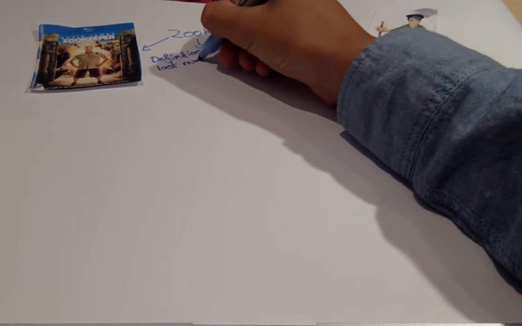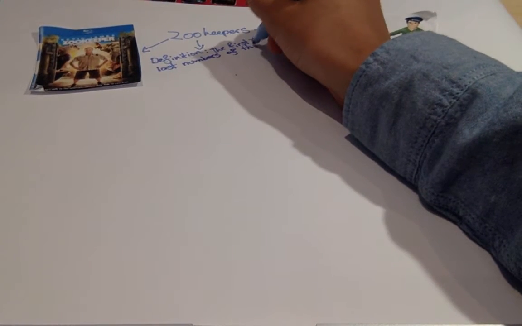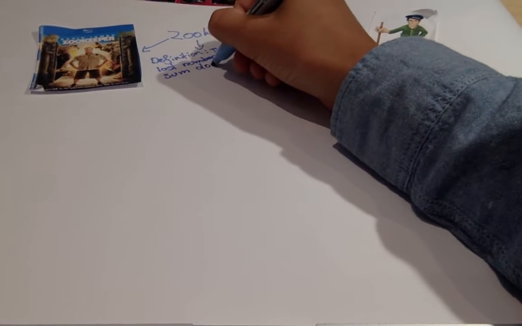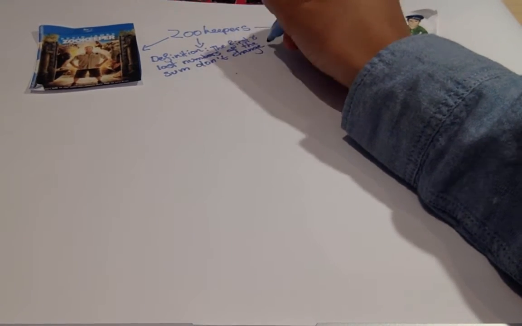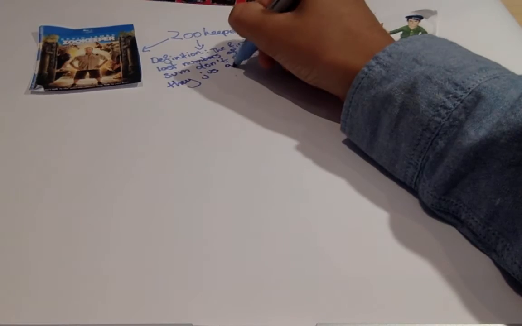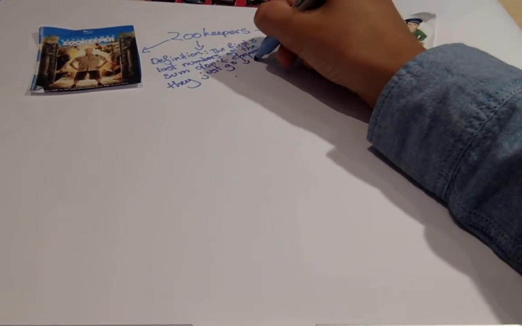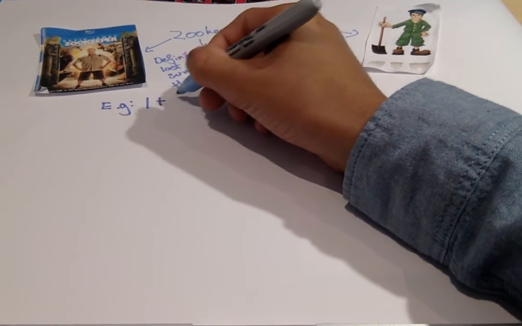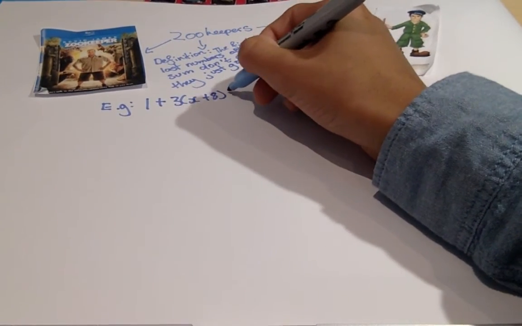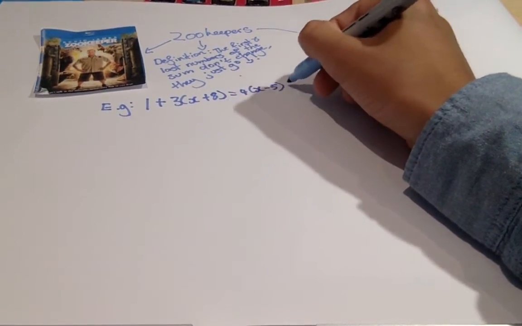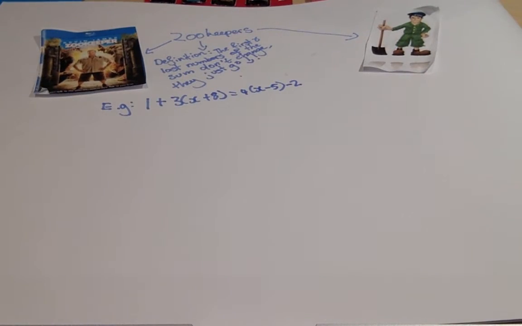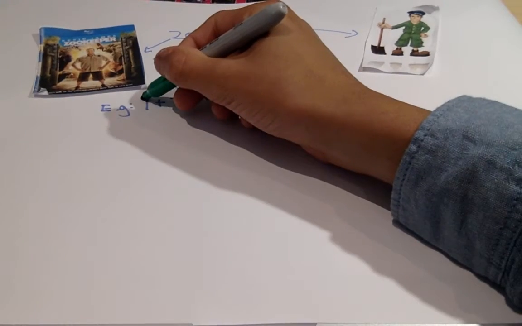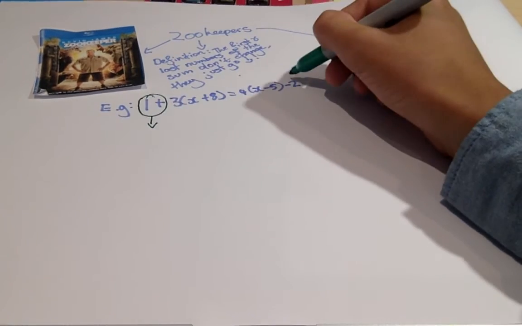Our example here is 1 plus 3 open brackets x plus 8 close brackets equals 4 open brackets x minus 5 close brackets minus 2. So 1 and minus 2 are two Zookeepers, so we just move them down, and then you expand the brackets, so it becomes 1 plus 3x plus 24 equals 4x minus 20 minus 2.